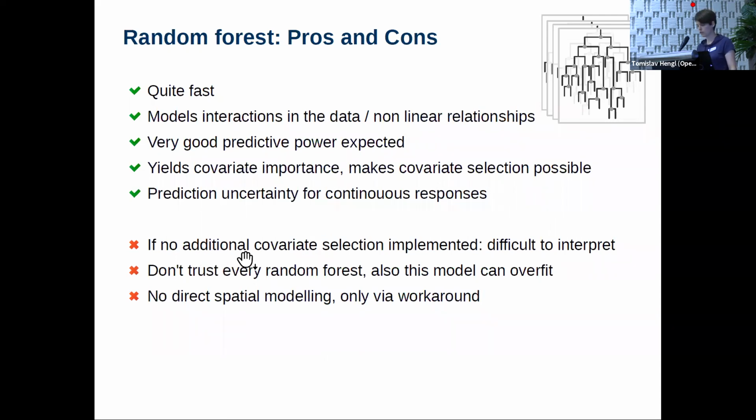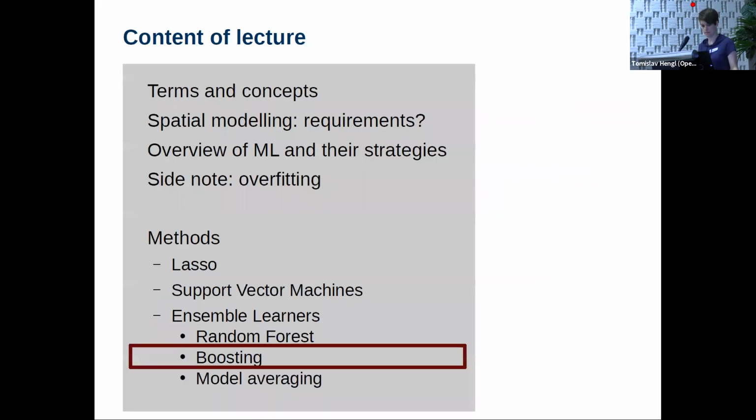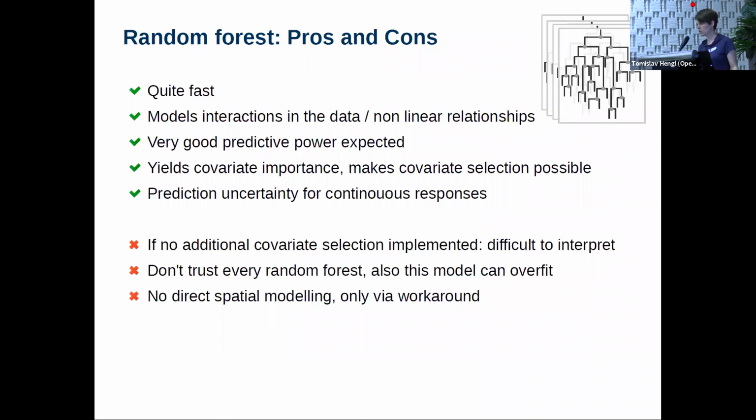But if we just add in all of our covariates, it can still be difficult for interpretation, but that's a general problem. And blindly applying a random forest without any proper validation will not give you the holy grail. And again, it's not a spatial method. It does not include the coordinates in any systematic way. Any questions so far?